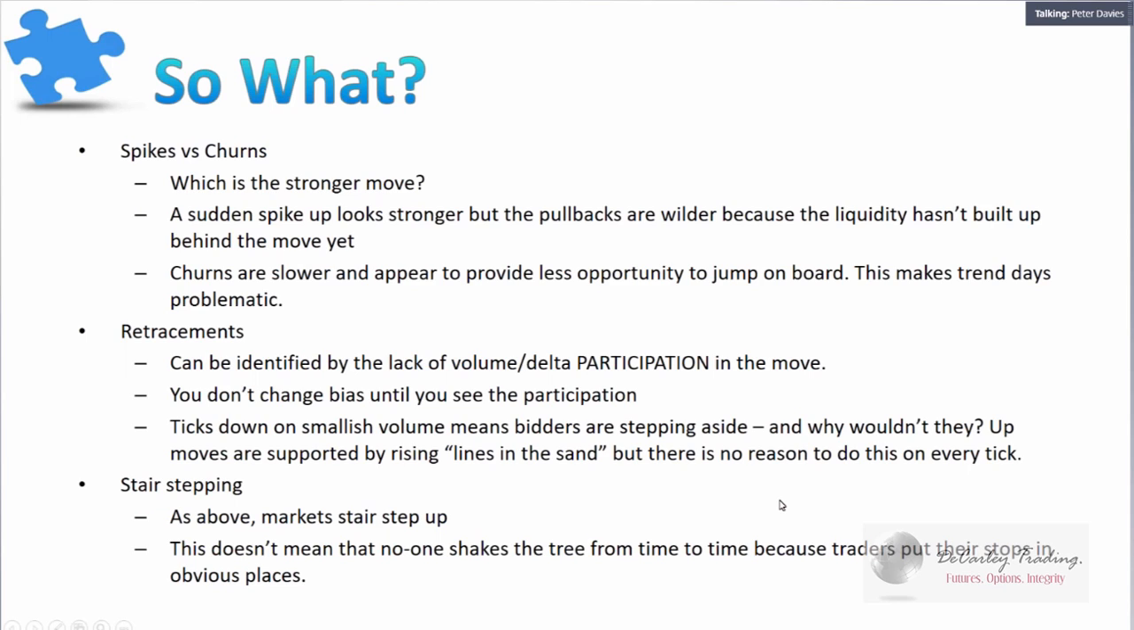The market moved a lot of ticks on not a lot of trading, and to me, that is actually a sign that the market's going to carry on up. That the pullback is on low volume. It's just a lack of liquidity. And part of the reason that markets have a tendency to step up is that it takes time for liquidity to fill in the wake of a move.